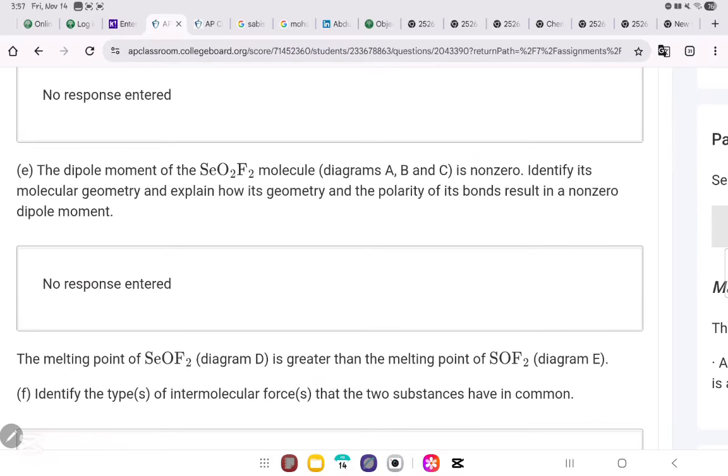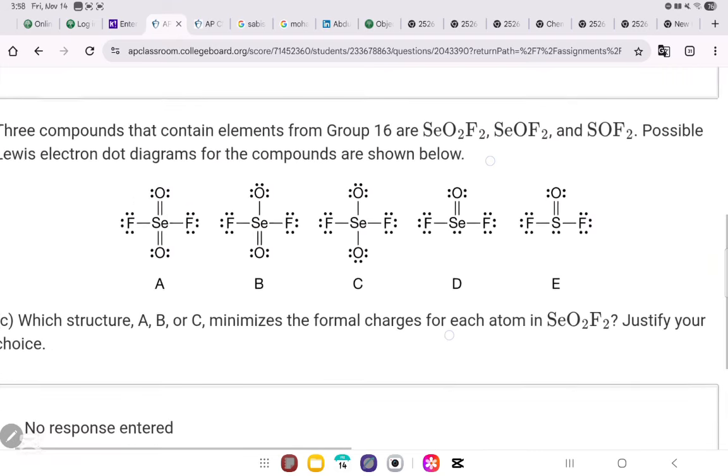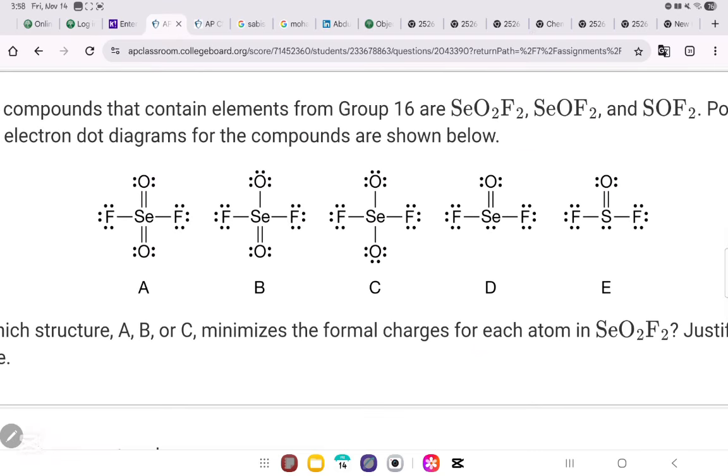They told us that the dipole moment of the SeO2F2 molecule is non-zero. Identify its molecular geometry and explain how its geometry and polarity of its bond results in a non-zero dipole. So let's go up. They said A, B, and C. Now, A, B, and C, all of them possess the same structure, which is a tetrahedral AX4 structure. How do I know? Because this is AX, X, X, X, AX4.